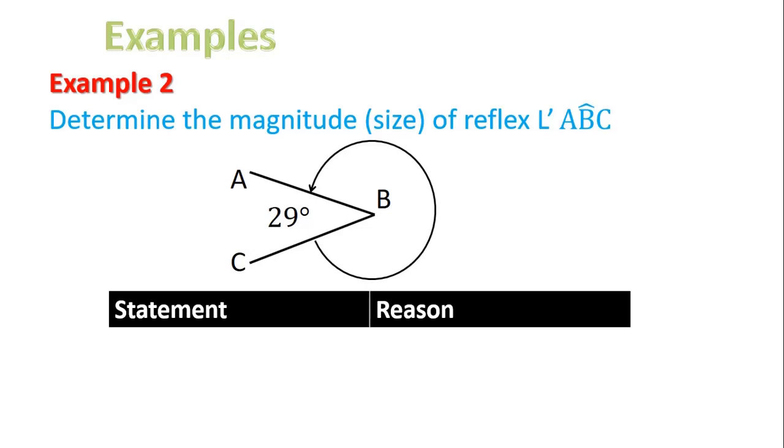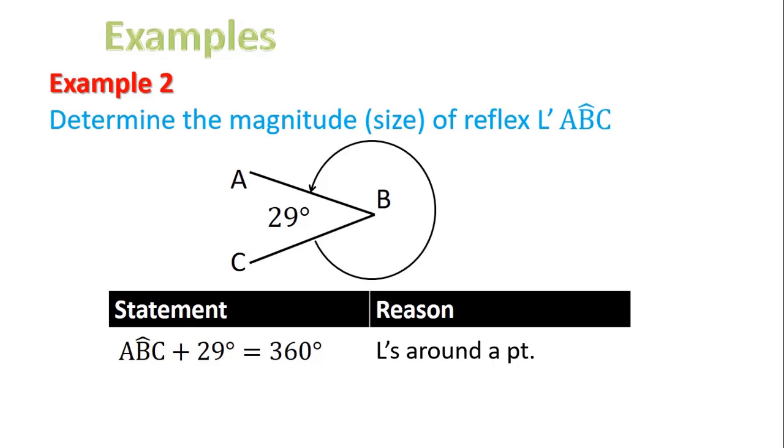So let's get going. My statement, we can say angle ABC, the one we're looking at, plus 29 equals 360 degrees. Have a look. The whole thing added together equals 360 degrees. How can I say that, or why can I say that? Well, angles around a point. Excellent, statement, reason, and now we need to get angle ABC by itself.